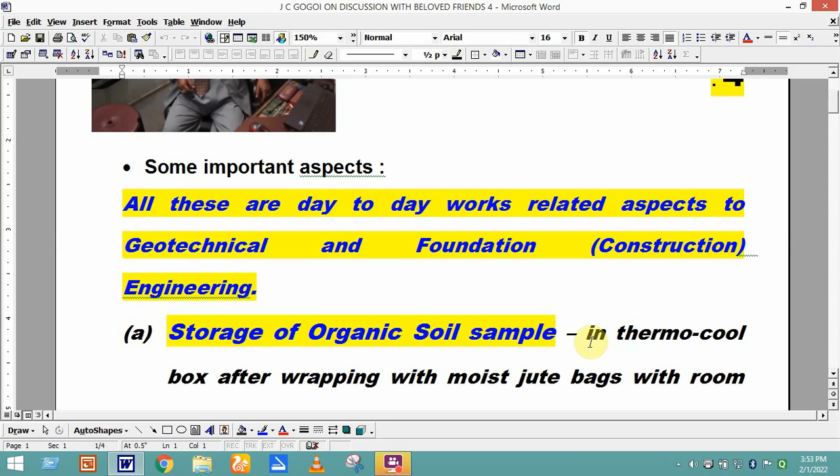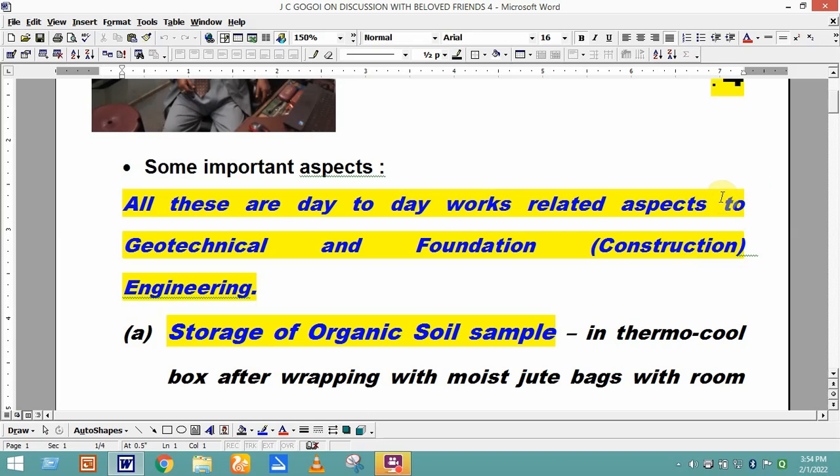So our basic purpose is to retain the in situ moisture content; as far as possible it should be intact. Without change of moisture content is our basic aim. For this purpose, what we are normally doing at site or at laboratory: at each site during collection, we make some underground pit, excavating some amount of soil to place the samplers there and bury them. So we are keeping them at site underground.